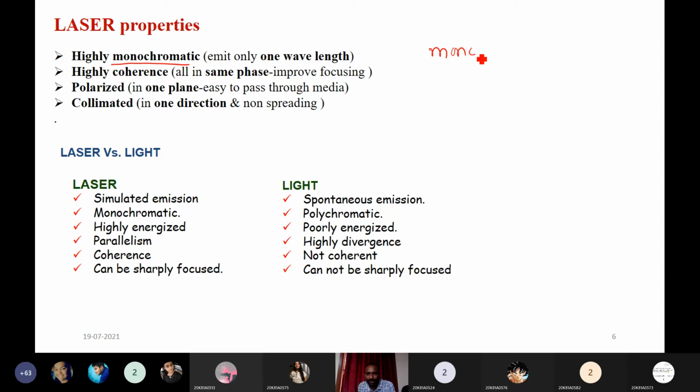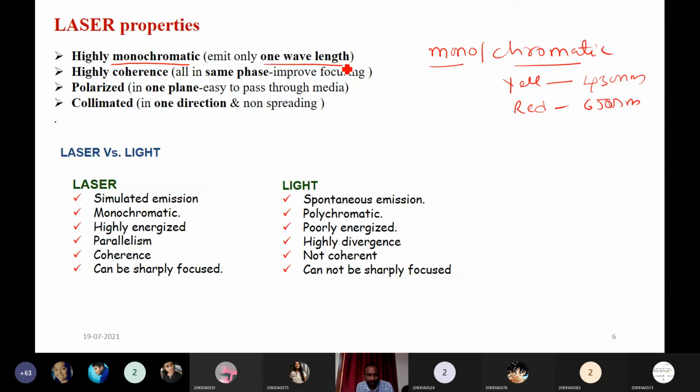Mono means single, and chromatic means color. Mono, one color only. Suppose you take yellow, it has only about 430 nanometer. If you take red, it is about 650 nanometer. One color has only one wavelength. That's why it produces only one wavelength. It is monochromatic. That's why we call it highly monochromatic, and also highly coherent. That means what?